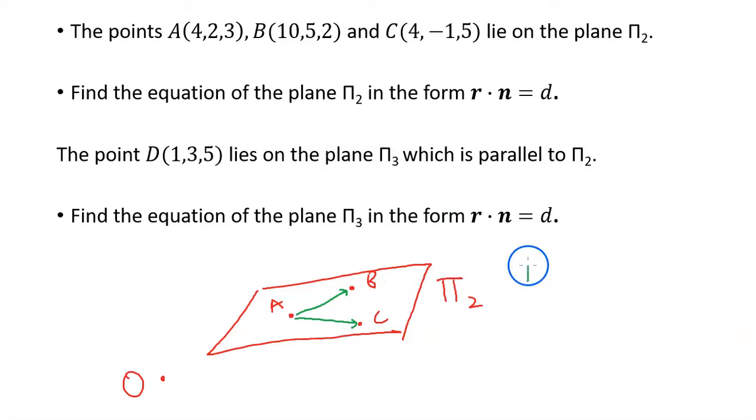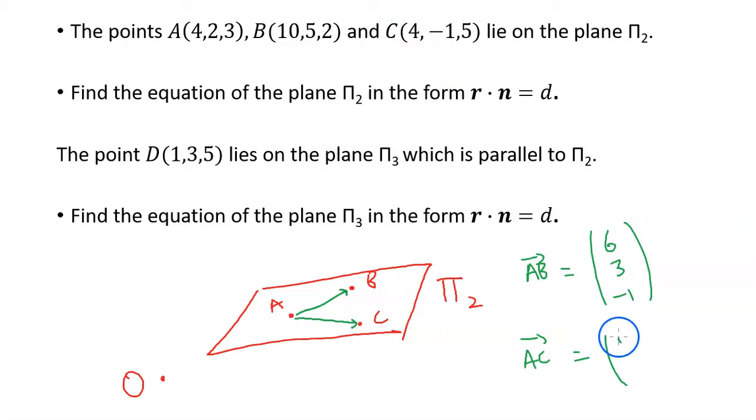AC. So the vector AB is equal to OB minus OA, so 10 minus 4 is 6, 5 minus 2 is 3, and 2 minus 3 is negative 1. The vector AC is OC minus OA, so 4 minus 4 is 0, negative 1 minus 2 is negative 3, and 5 minus 3 is 2.